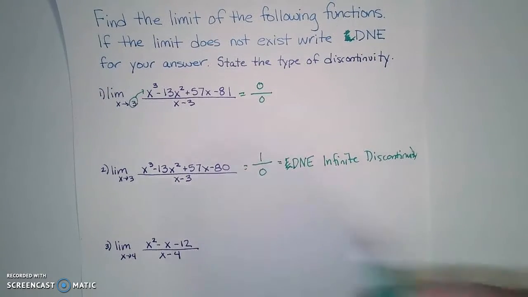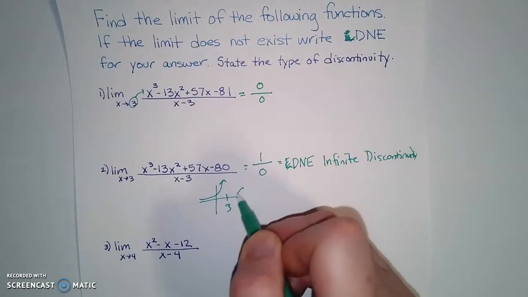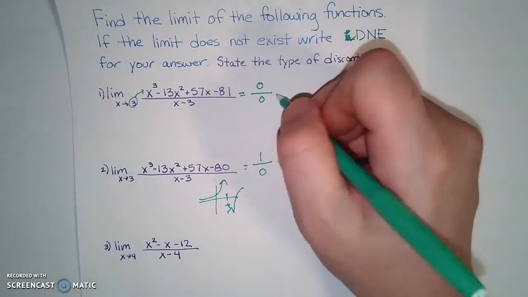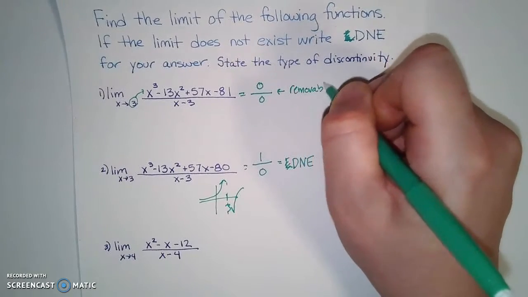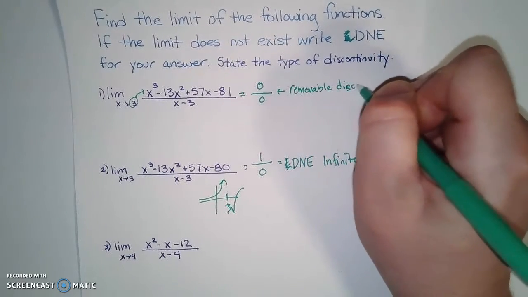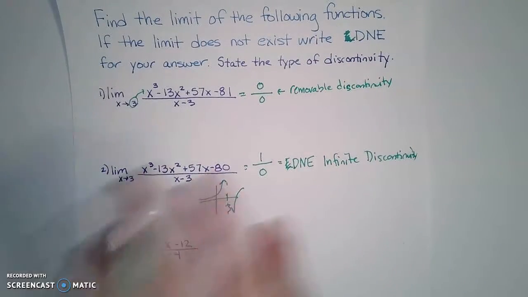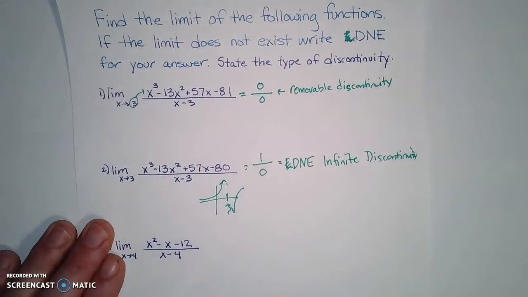If I graph this one at 3, I'm going to see something like this. I'm going to have a line going on there. This other one, because I got 0 over 0, is going to have a removable discontinuity. And basically all the algebra you're going to do are on these two questions right here. I put in a number, I get that back, I'm done.